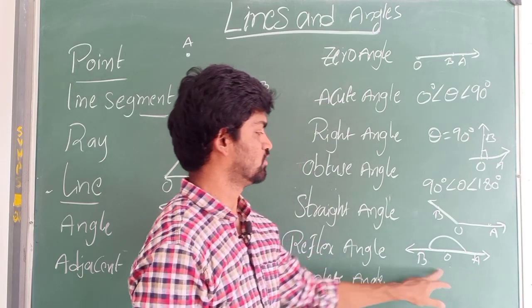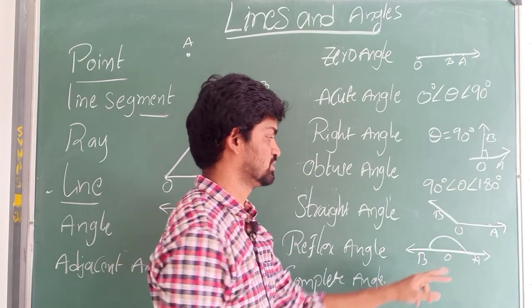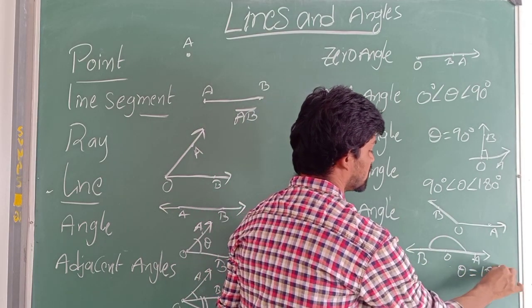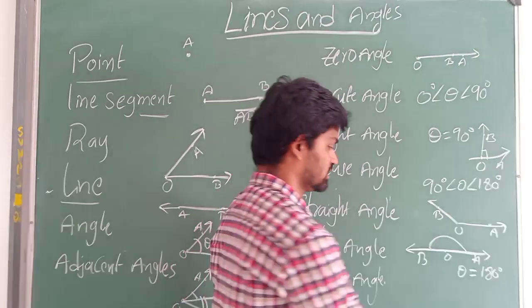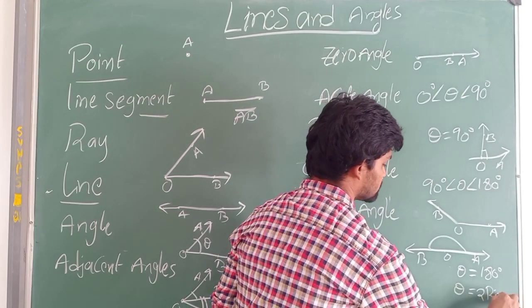Here OA ray and OB ray. So this is a straight angle, the angle on a straight line. This measures how much? Sorry, 180 degrees, two right angles. Theta we can write as two right angles.